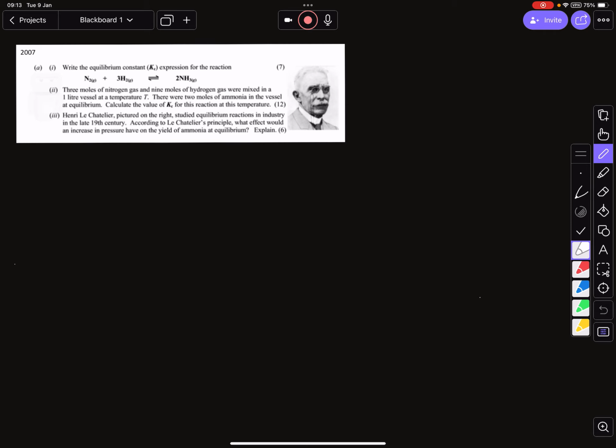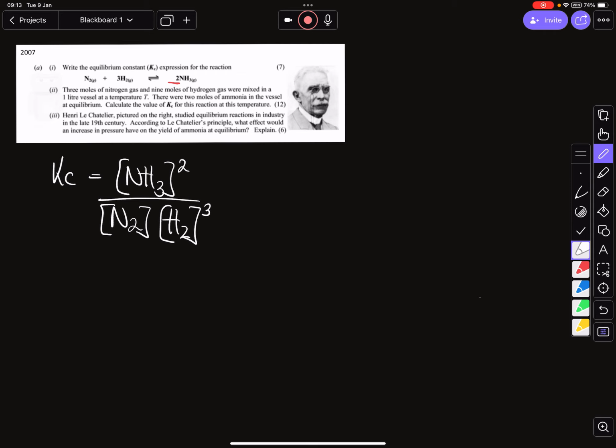Write your equilibrium constant expression for this particular reaction. So we know that the products go on top, that we have to have square brackets because they infer moles per litre, and the number 2 in the formula is going to give us the power. So NH3 in square brackets squared, divided by N2, and because there's no number in front of N2, there's no power, and H2, because it's 3H2, is to the power of 3. So that's the first thing we do.